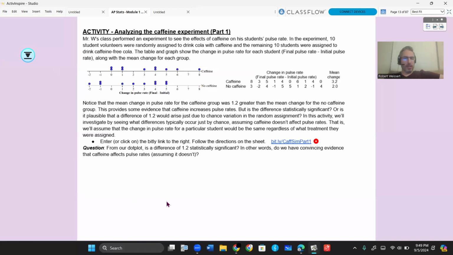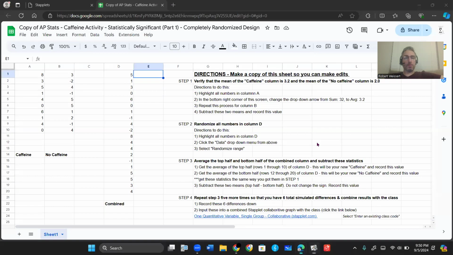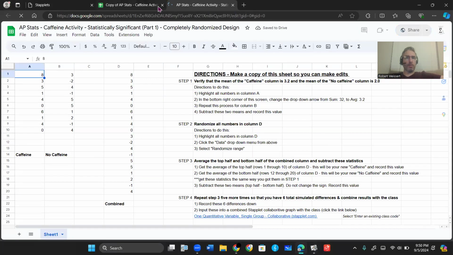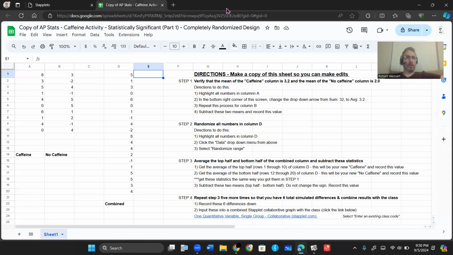So we're going to do a little simulation to find out. You can follow along with the simulation by going to bit.ly/CAFSIM part 1, uppercase C, uppercase S, uppercase P, and it'll pull up a Google spreadsheet we can use. Go ahead and make a copy of that so that way you can edit things as you need to.